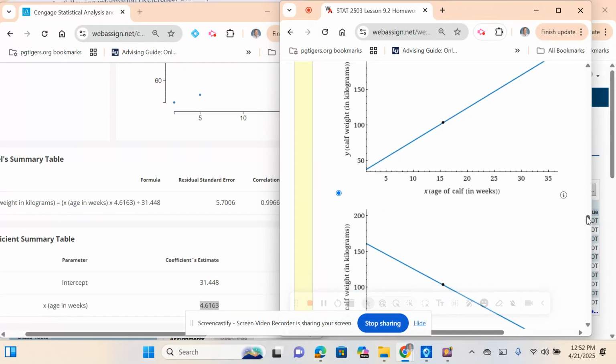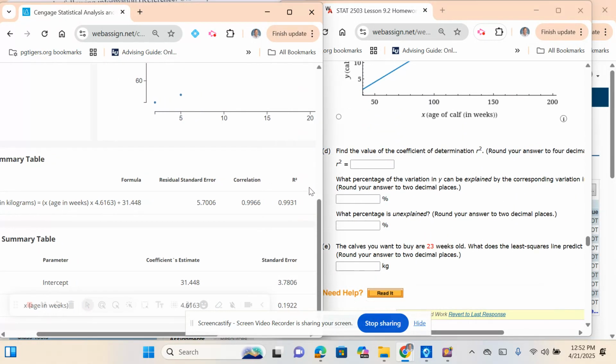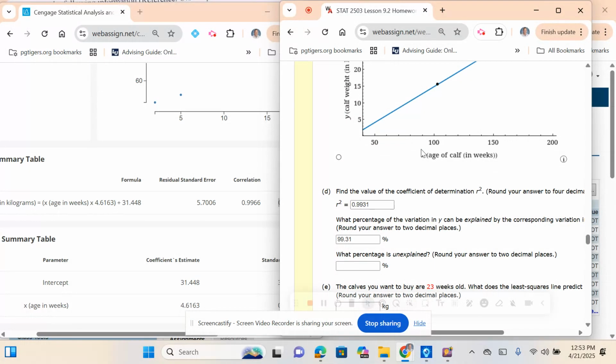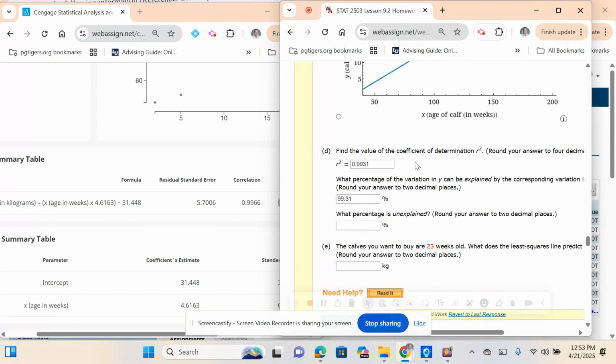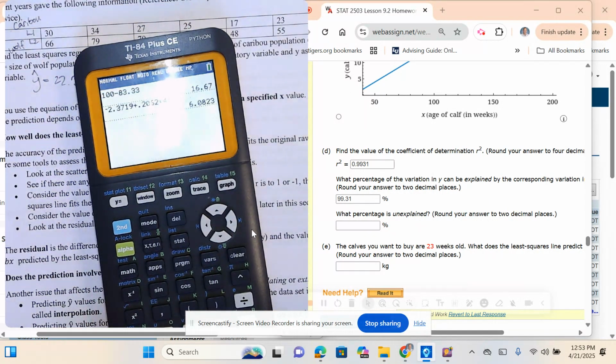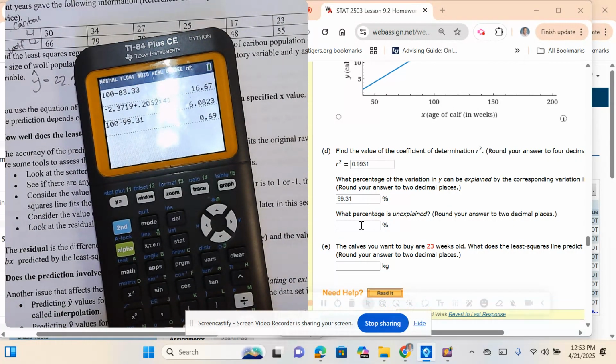Okay, now what I'm going to do is go down here to R squared, the coefficient of determination. R squared is 0.9931. That means that 99.31% of the variation in Y, the weight of a calf, can be explained by the calf's age. What percent is unexplained? For this, I'm going to do 100 minus 99.31, which is 0.69%.